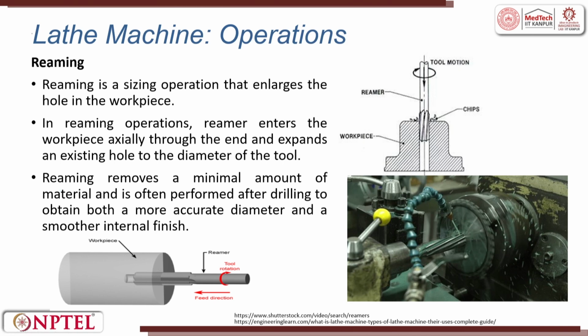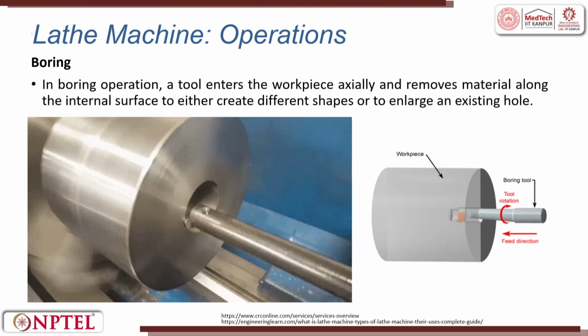What is reaming? The hole creation is done by the drilling process. Reaming is an enlarging process, right? If you want to enlarge a hole and improve the hole geometry profile, then we do reaming. In reaming, the tool rotates and the workpiece is mounted on the spindle. The reamer enters and then it tries to enlarge the hole. In the reaming operation, a reamer enters the workpiece axially through the end and expands the existing hole to the diameter of the required tool. It removes a very minimal amount of material as compared to drilling.